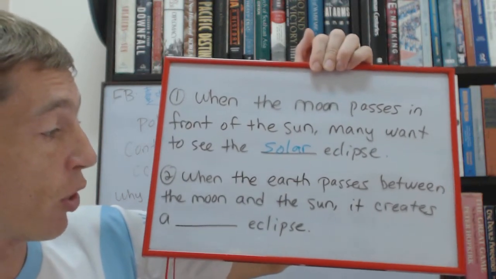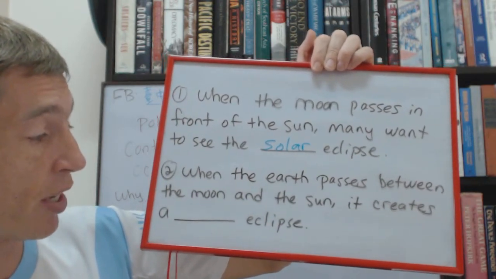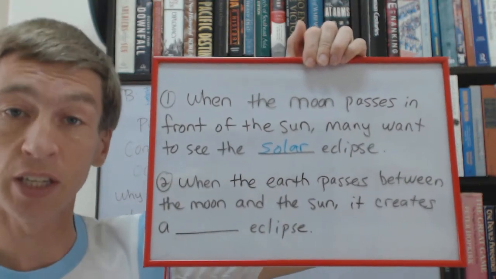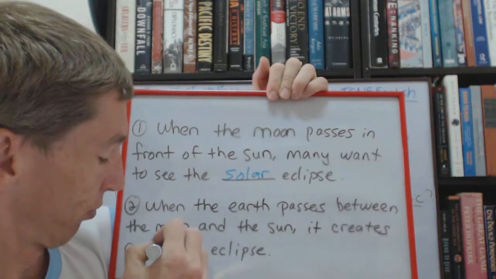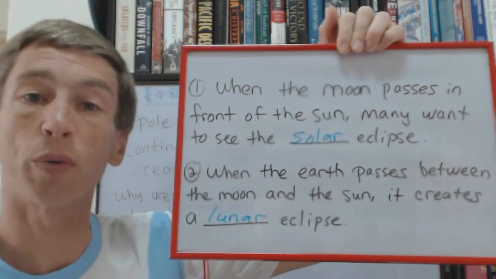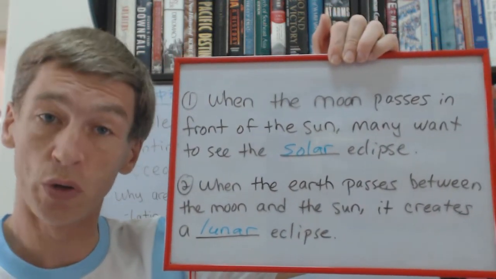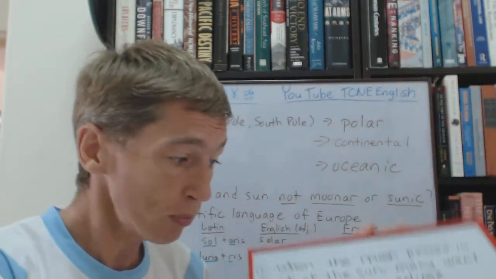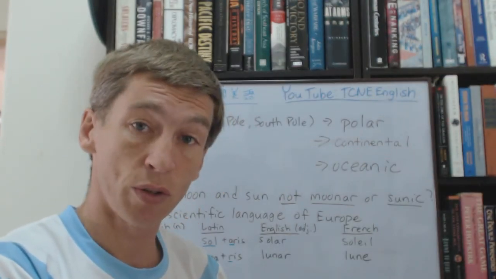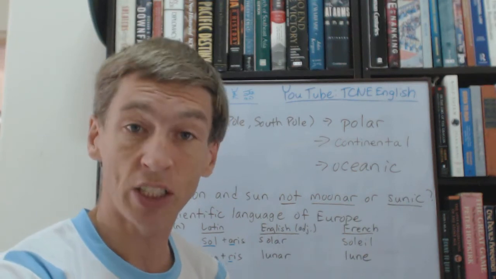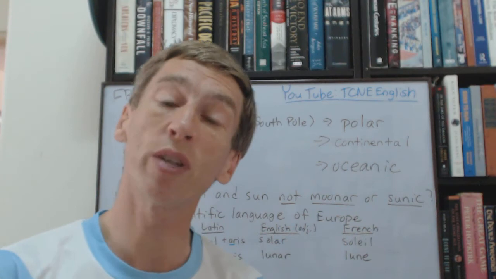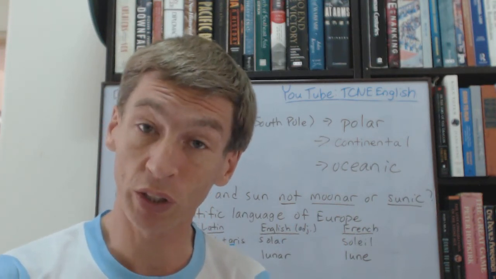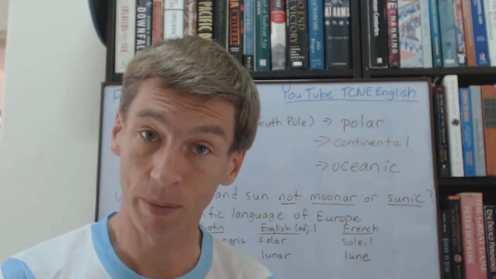Number 2, when the Earth passes between the moon and the sun, it creates an eclipse. Well, again, the adjective form of moon is lunar, so it creates a lunar eclipse. So, unlike most nouns, the moon and the sun, their adjective forms don't look like their words in English. They come from Latin.